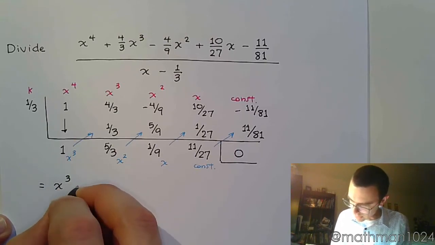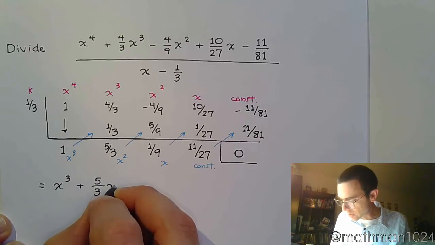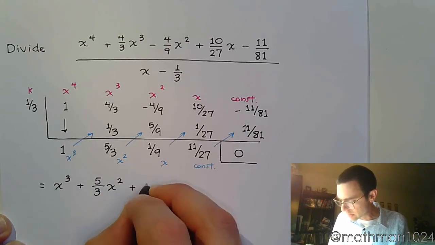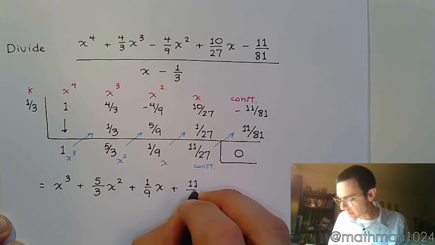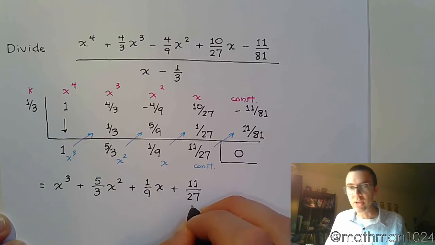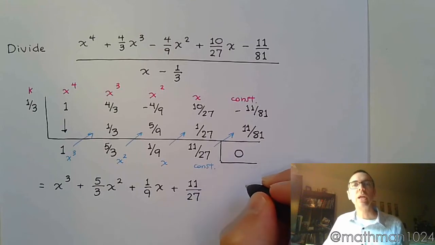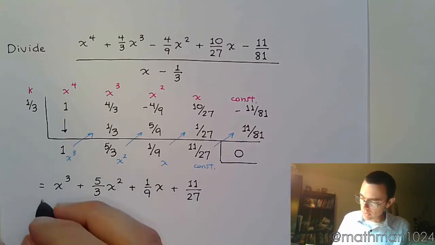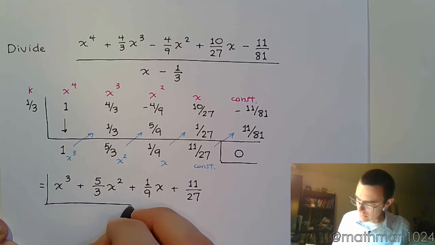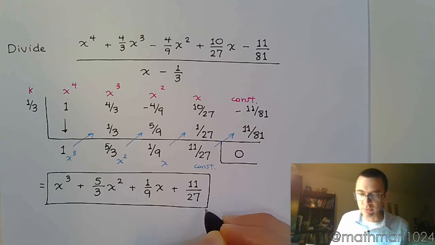is x to the 3rd plus 5/3 x squared plus 1/9 x plus 11 over 27. Now if we had a remainder that wasn't 0, you would do plus and you would write your remainder over your divisor. But we didn't have a remainder, so this guy right here is good enough and perfect enough for us.